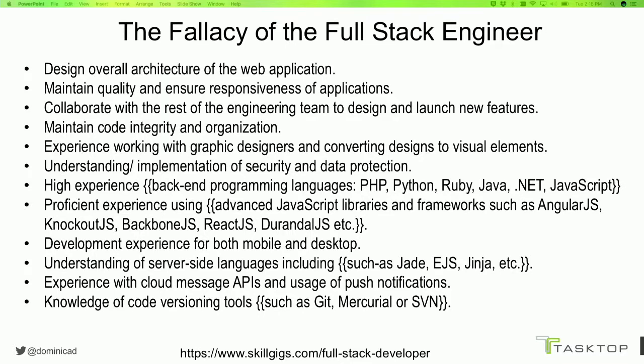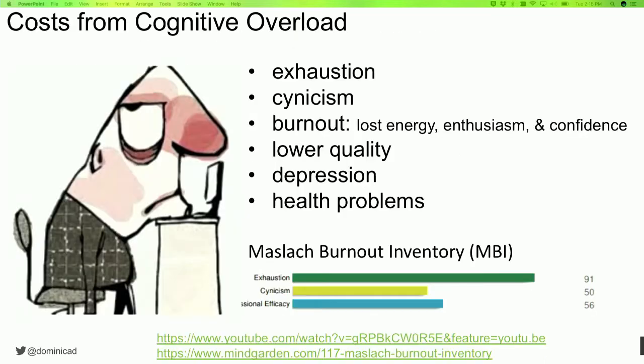Just like medical professionals don't have the time or the bandwidth to know every single thing there is to know about the human body, I would argue that developers are in that same boat. And when people try and do that, the costs are high. So the Maslach Burnout Inventory is considered the gold standard for measuring burnout, which they define as lost energy, enthusiasm, and confidence.